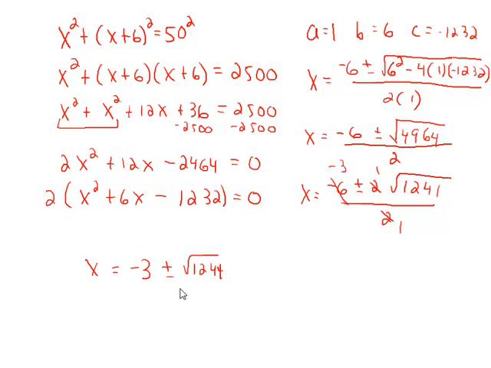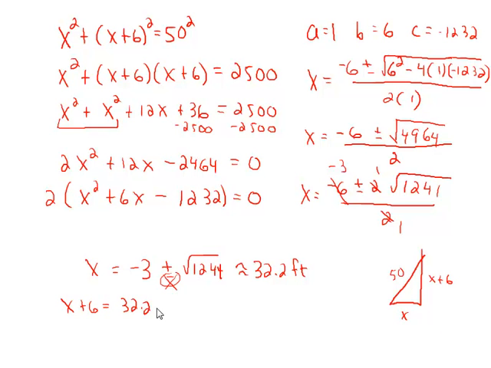Now a little bit about this. Negative 3 minus the square root will give us a negative value for x, and we know the height of the pole can't be negative. So negative 3 plus the square root of 1,241 is approximately 32.2 feet. If you recall, in our drawing, that was the distance on the ground. The height of the pole was x plus 6. So if I add 32.2 plus 6, I find that the height of the pole is 38.2 feet.